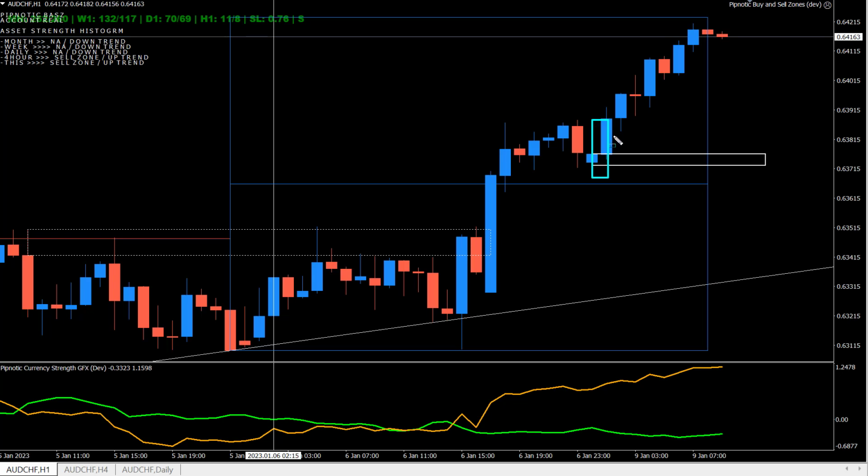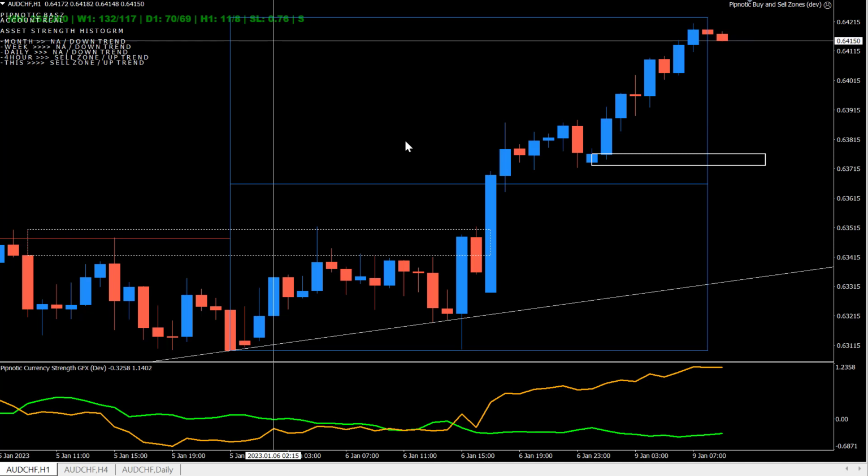And I like that. So far, so good. It's been doing really well. So instead of putting the order in here, it's going to put the order in here. When this candle closes, it's just going to buy at market. Okay, so that's what it's doing.